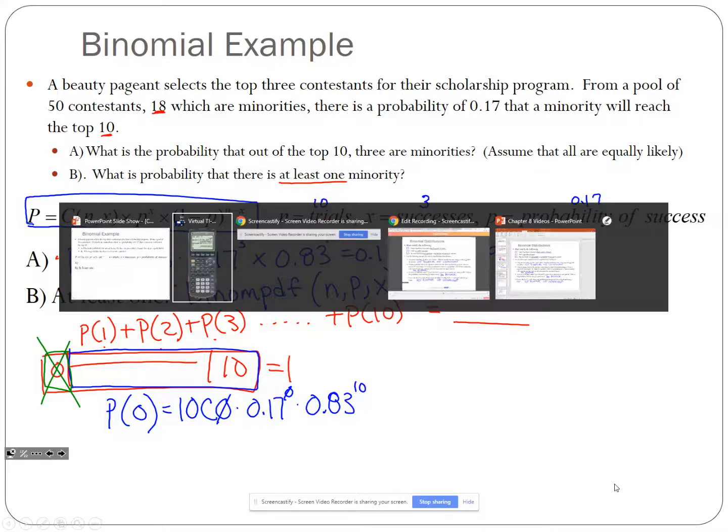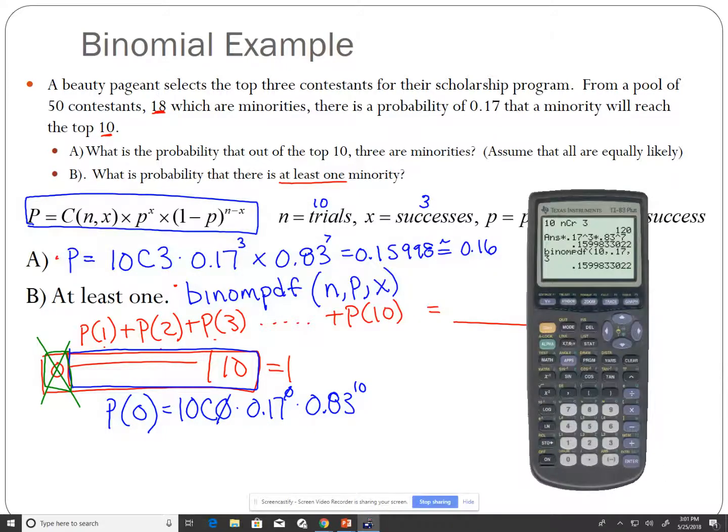I'm going to go over to my trusty calculator, and I'm going to use this new method that I figured out. I'm going to go to second distribution. I'm going to go down to binomial PDF because I want exactly 0. We're going to put in total number, the probability, and how many I want. This is going to tell me the probability of no minorities in that top 10.